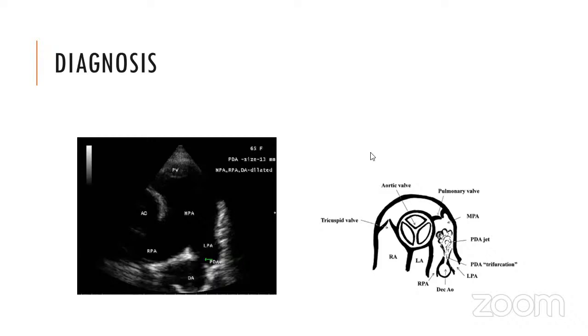Diagnosis is mainly through an echo. And as we can see here, in this view, we can see the main pulmonary artery with a bifurcation of the left and right pulmonary arteries. And as we said before, the PDA usually inserts into the LPA, just proximal to the bifurcation. This is the descending aorta, and we can see the PDA connecting the two. Here's hopefully a clear illustration.